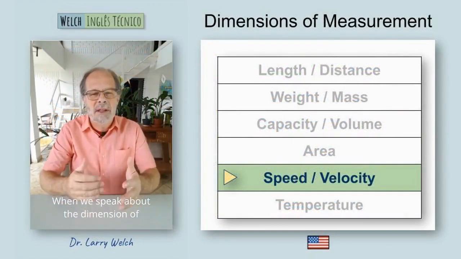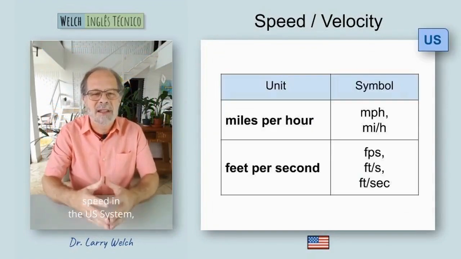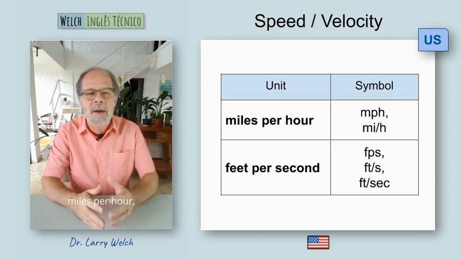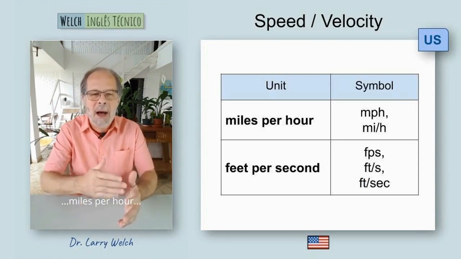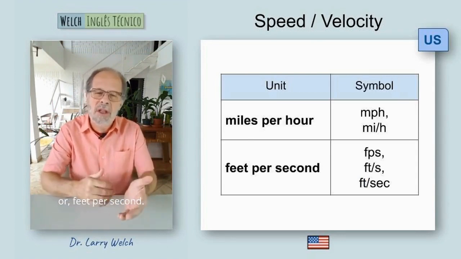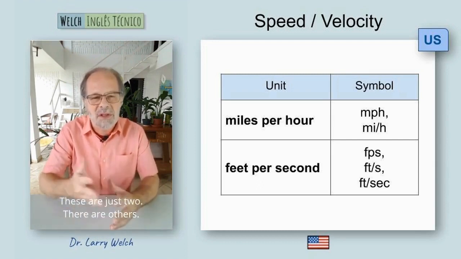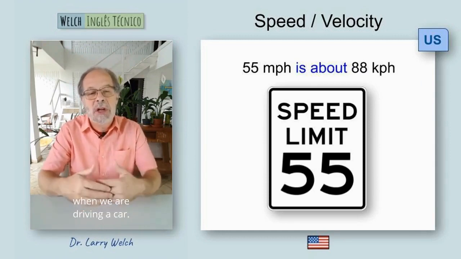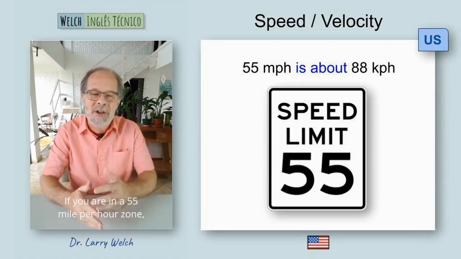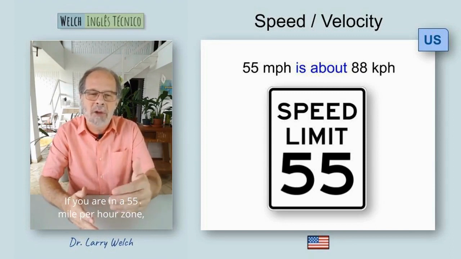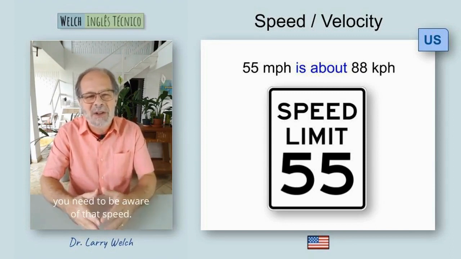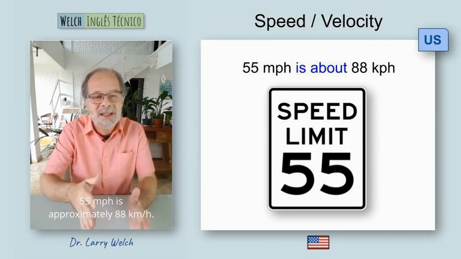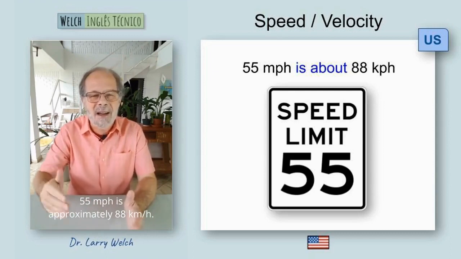When we speak about the dimension of speed in the U.S. system, we often use one of these 2 units, miles per hour, or feet per second. These are just 2. There are others. Miles per hour, of course, we use all the time when we are driving a car. If you are in a 55 mile per hour zone, you need to be aware of that speed. 55 miles per hour is approximately 88 kilometers per hour.